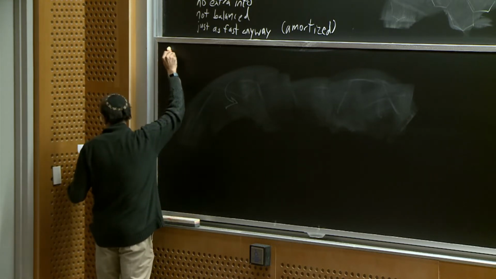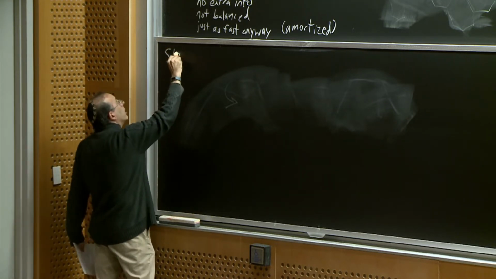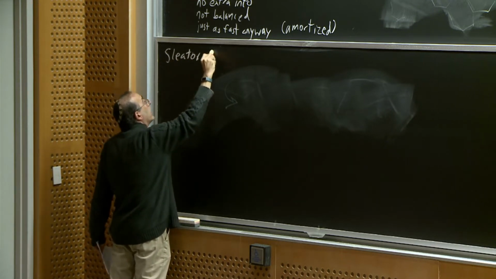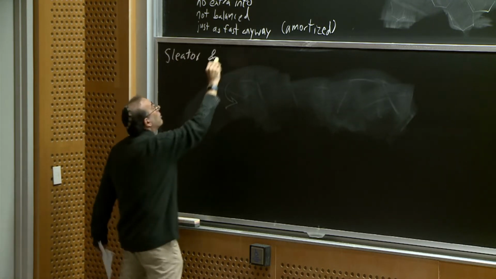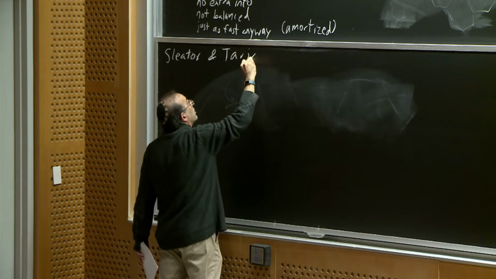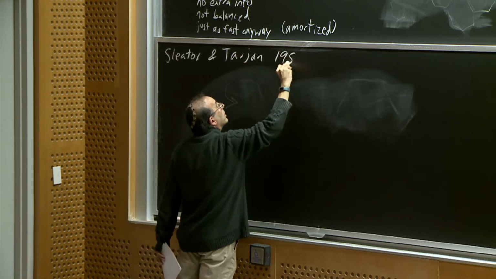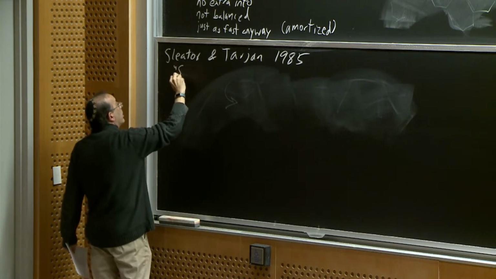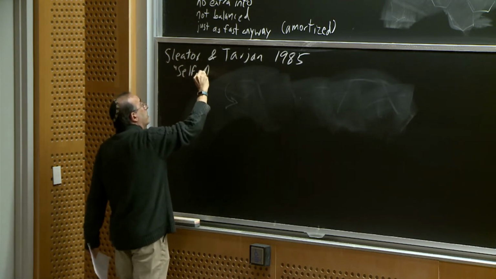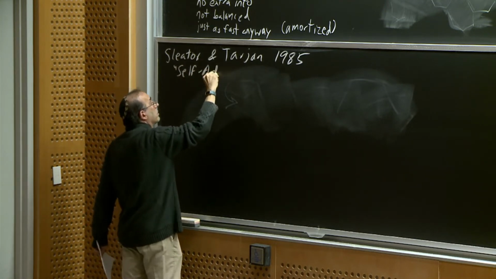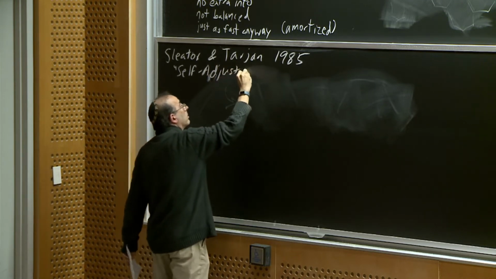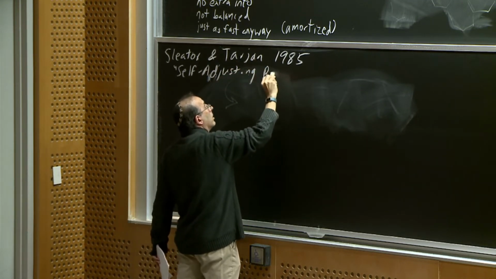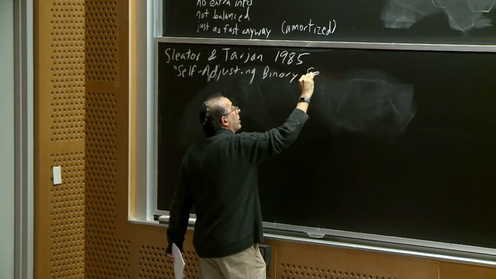Splay trees were invented in 1985 by Sleator and Tarjan, of course, and the title of their paper is Self-Adjusting Binary Search Trees.